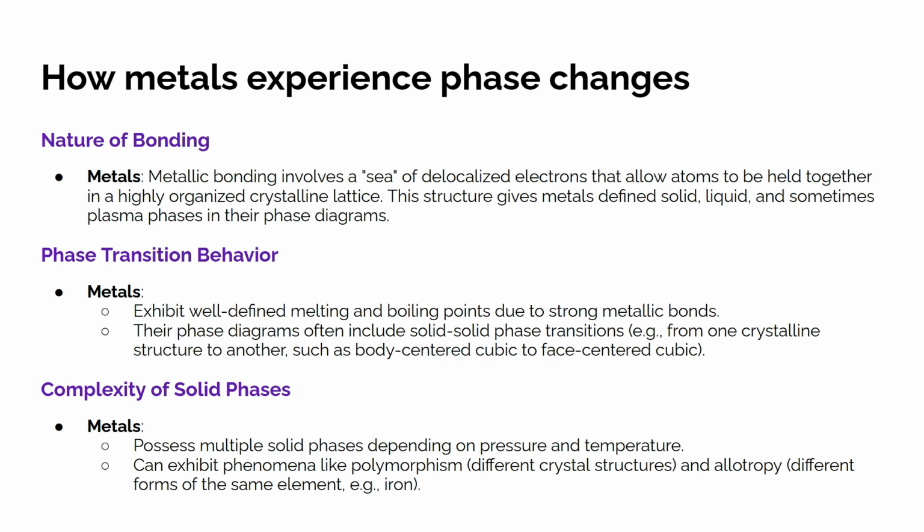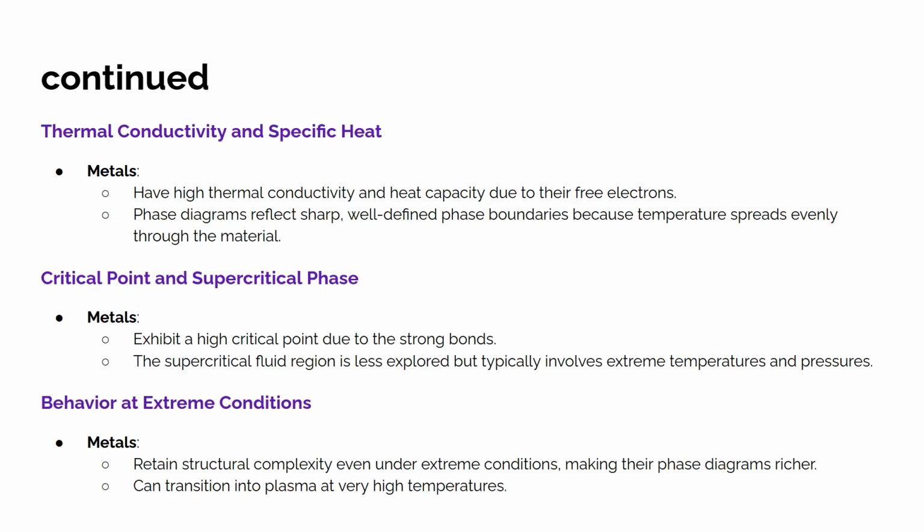Their phase diagrams often include solid-solid phase transitions, so from one crystalline structure to another, such as body-centered cubic to face-centered cubic, so BCC to FCC. Complexity of solid phases: metals possess multiple solid phases depending on pressure and temperature. They can also exhibit phenomena like polymorphism, different crystal structures, and allotropy, which is different forms of the same element.